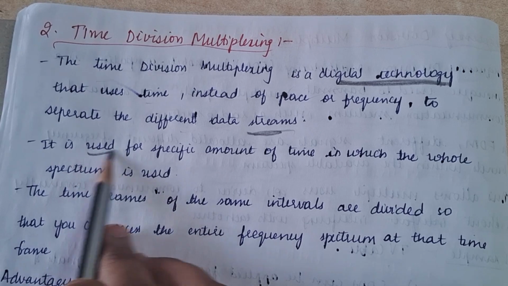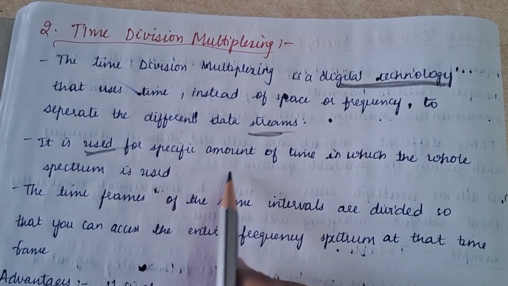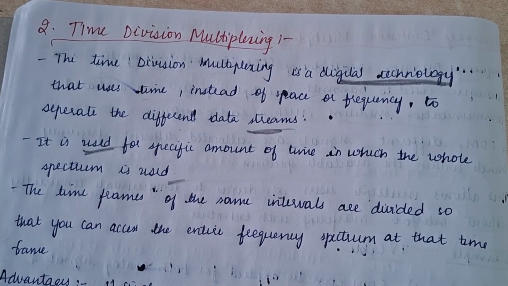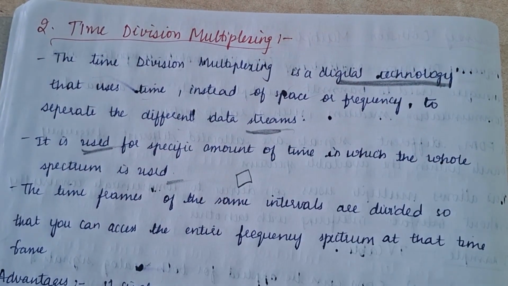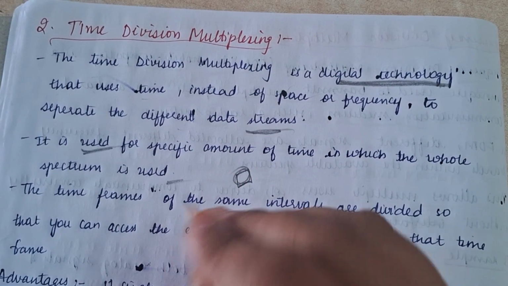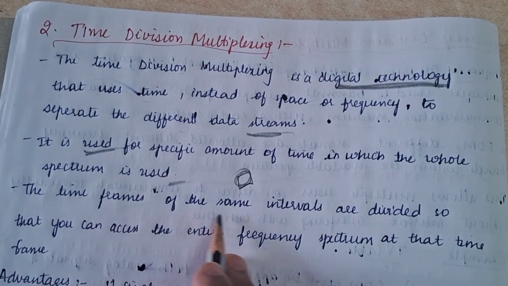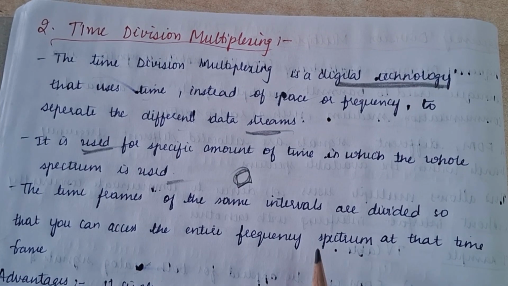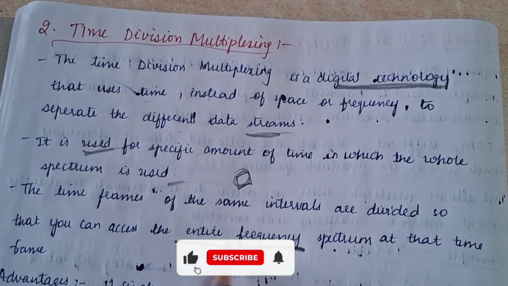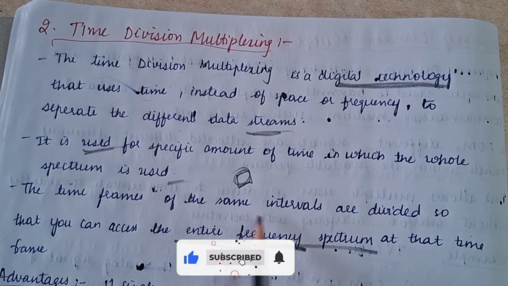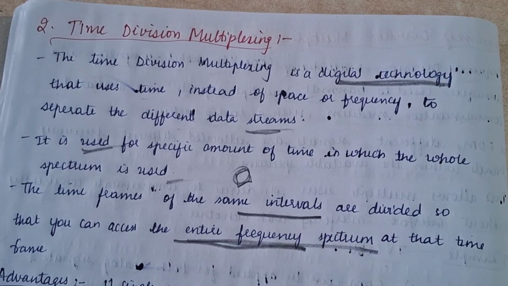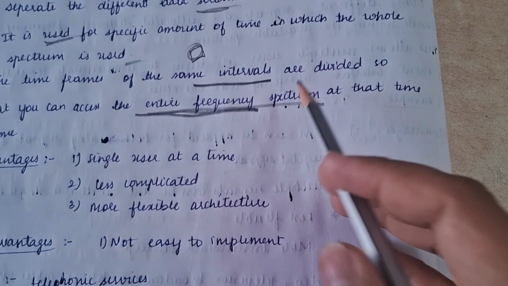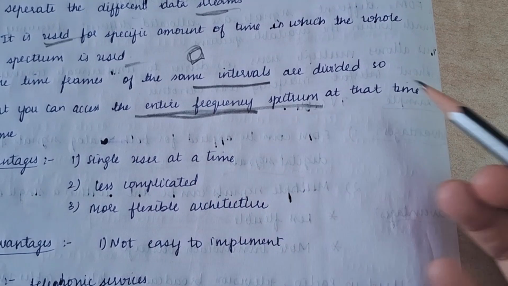Next, it is used for some specific amount of time in which the whole spectrum is used. In a short time period, the whole spectrum has been used. The time frames are divided into intervals so that you can access the entire frequency. To access the entire frequency of the spectrum at a time frame, there are some equal intervals that will be divided. Look here, the intervals have been divided and the entire frequency spectrum is available at a time.